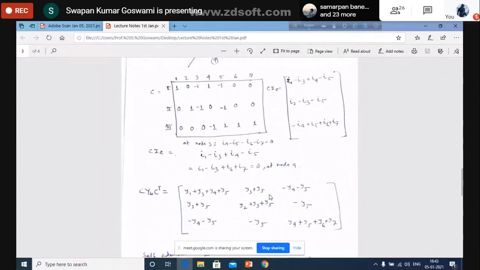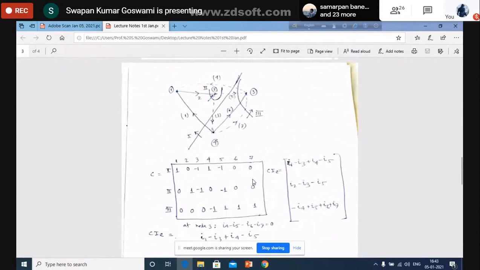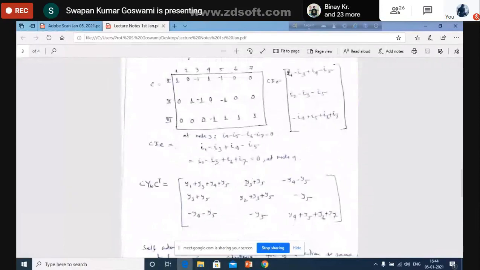Okay. What about the mutual terms? You see, what are the common elements between Kirchhoff 1 and Kirchhoff 2? These are the 4 elements of Kirchhoff 1, and these are the 3 elements of Kirchhoff 2. Out of these 3 and out of these 4, you see that these 2 elements are common to both. That means elements 3 and 5. And you see that y3 plus y5 is the mutual admittance between Kirchhoff 1 and Kirchhoff 2.